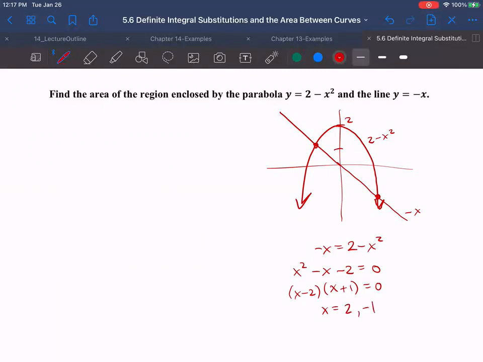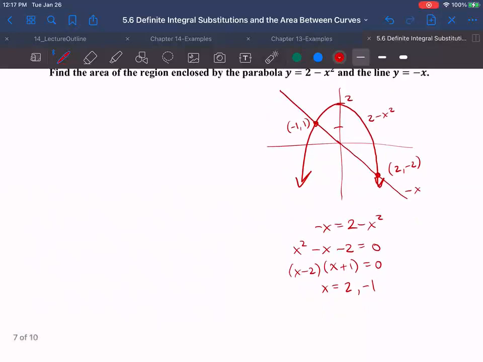And so x equals 2 and negative 1. So if we plug in negative 1 to either one of them, we get 1. So this is the point negative 1, 1. And if we plug in 2, we get 2, negative 2 for either one. Okay, so those are our 2 points. That means our limits of integration have to be from negative 1 to 2, right? So now we need to actually do the integral. So that was our first part here. So now we do the integral from negative 1 to 2.